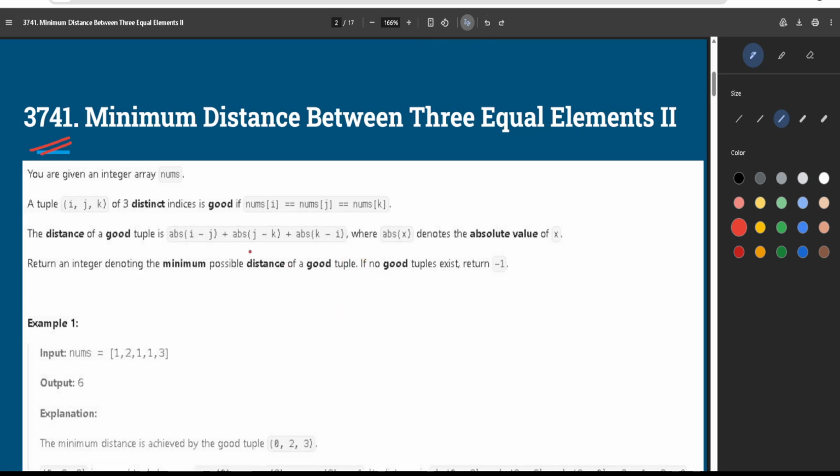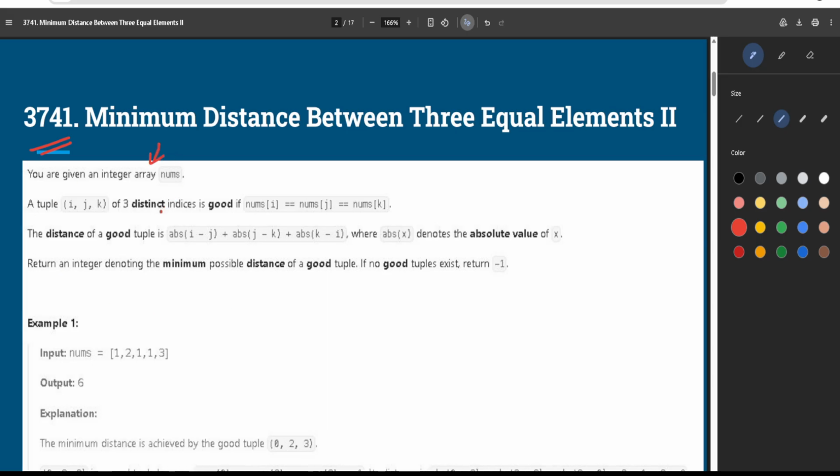But what if I told you the entire problem reduces to just tracking the endpoints? Let's break it down in very simple steps so we'll understand. Let's first understand what we have been given here.